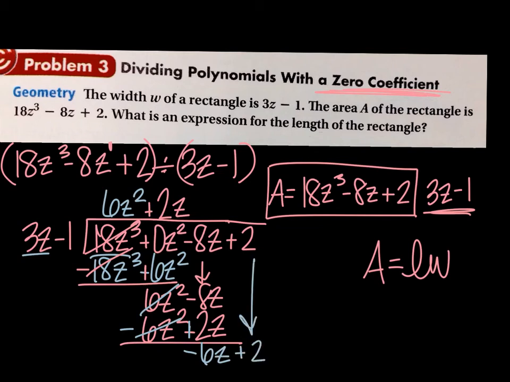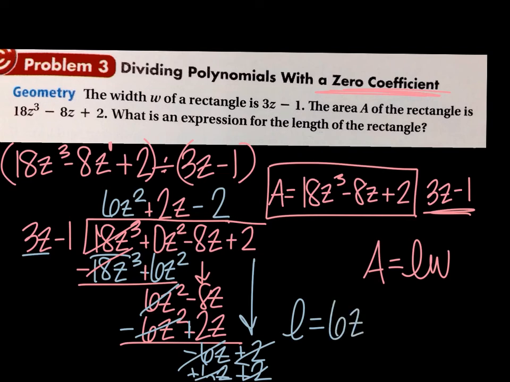How many times will 3z go into negative 6z? Negative 2 times. And I'm left with negative 6z plus 2. If I subtract, they all cancel and I don't have a remainder. So my length is what I got for my quotient: 6z squared plus 2z minus 2.